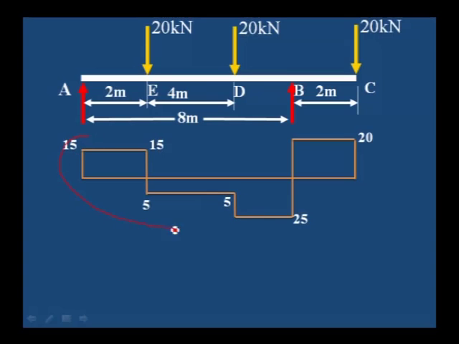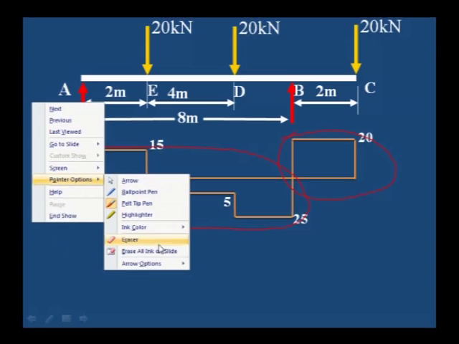This left half portion is like a simply supported beam, and the overhanging portion is like a cantilever beam. This is the combination of a simply supported beam and a cantilever beam.